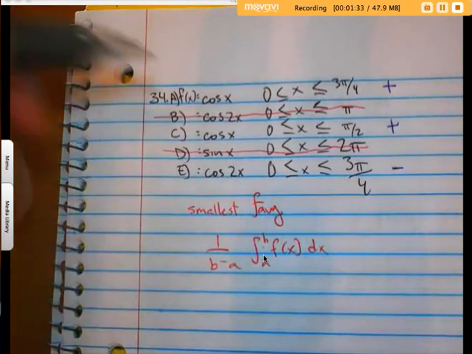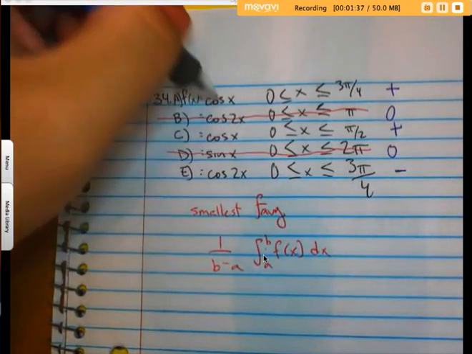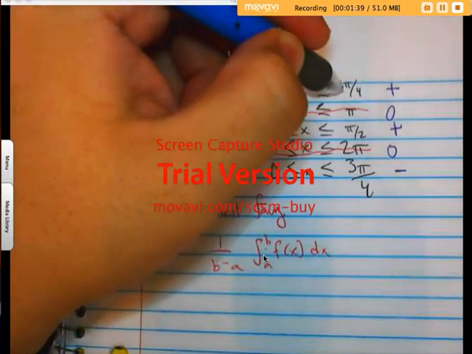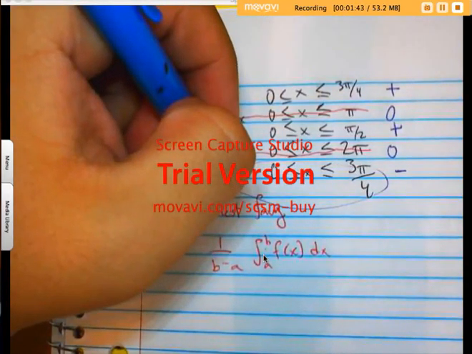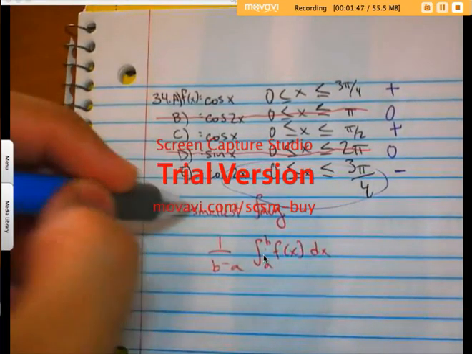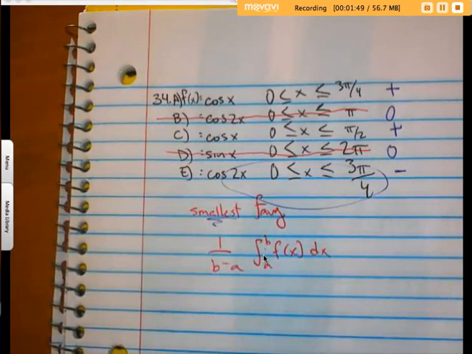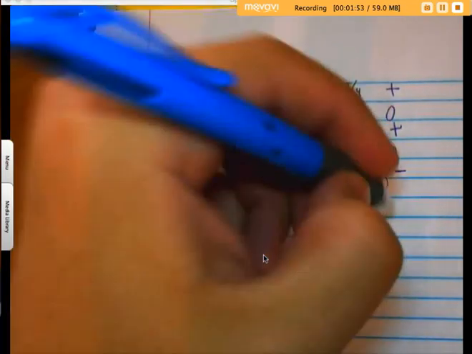So, knowing that these are 0, and knowing cosine well enough to know that these are going to be positive values, I just have to take a quick look at this guy, the one I don't know, to realize that, oh, he has a negative area. He is therefore the smallest, or the least of the values. So my answer is E.